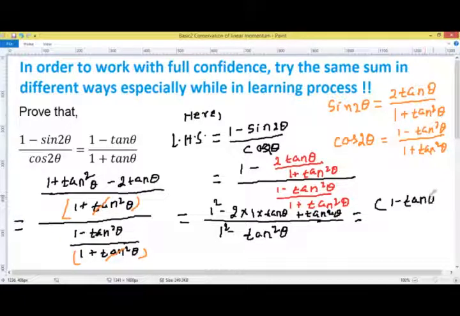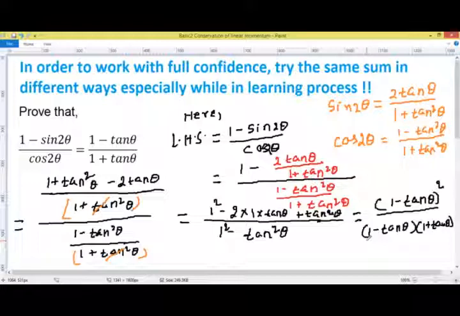So we can write here (1 minus tan theta) square, and to the down you can just compare with a square minus b square formula, and you know that a square minus b square is going to be (a minus b) times (a plus b). So it is 1 minus tan theta times 1 plus tan theta, because in place of b there is tan theta, and in place of a there is 1.